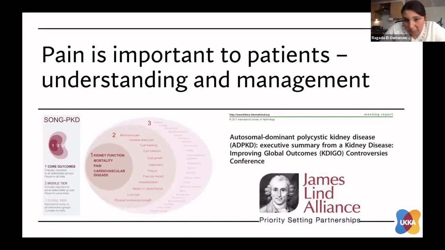We know that pain is important to patients, and I'm not going to spend too much time on this, but you'll be aware of initiatives like the Song PKD initiative and the James Lind Alliance, which have highlighted how important it is to measure pain as a clinical endpoint or an outcome in trials, but also to do more work in terms of trying to understand and manage it better.